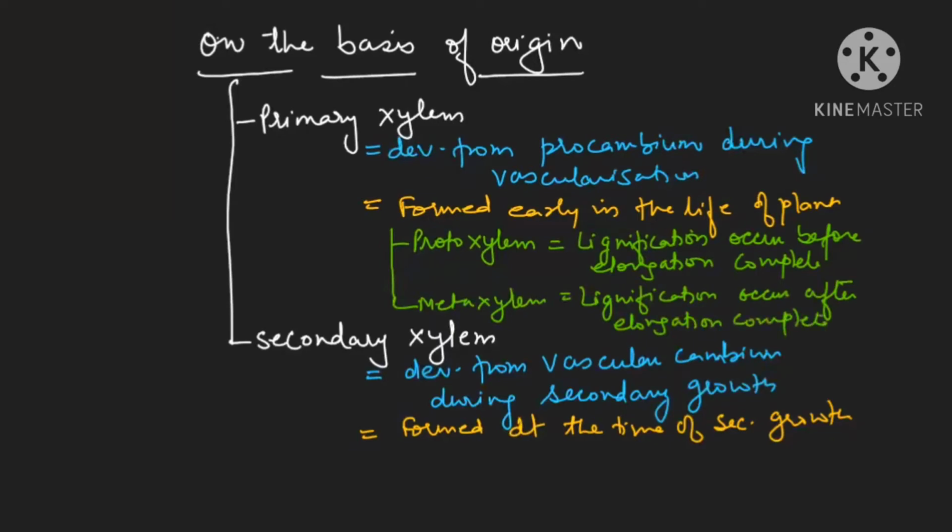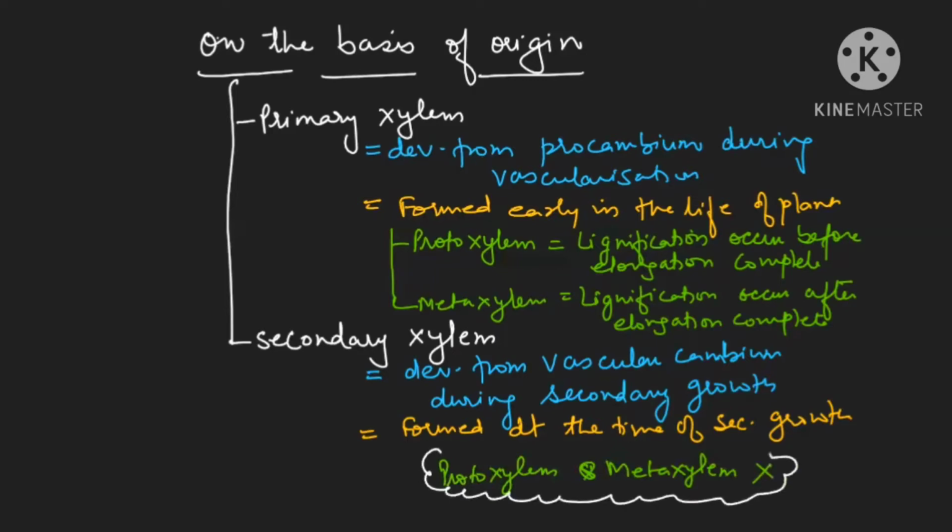But such terminologies we will not use with the secondary xylem. The secondary xylem, we will not say it is having protoxylem and metaxylem. And this is very, very important. Protoxylem and metaxylem, they both are absent in secondary xylem. So protoxylem and metaxylem, this term we use only with respect to the primary xylem and not with respect to secondary xylem. Is it clear? I hope this much topic is clear to you.